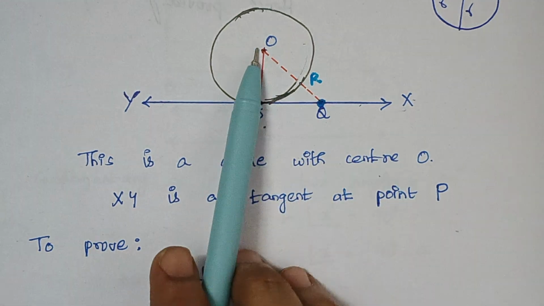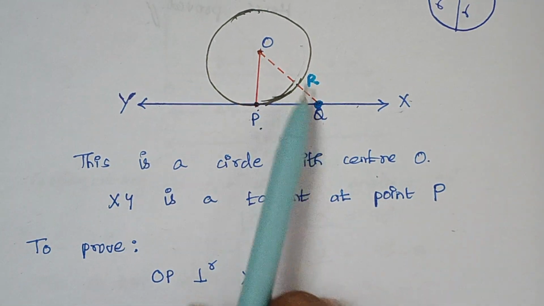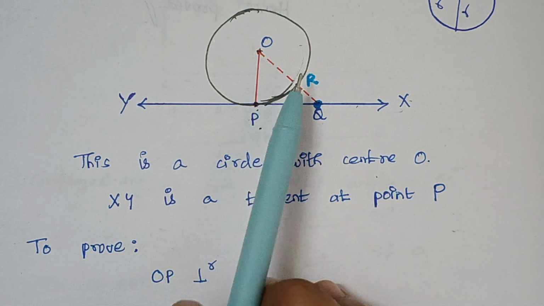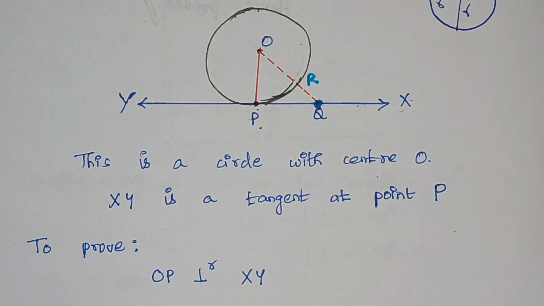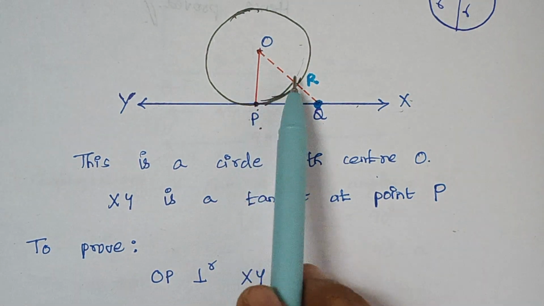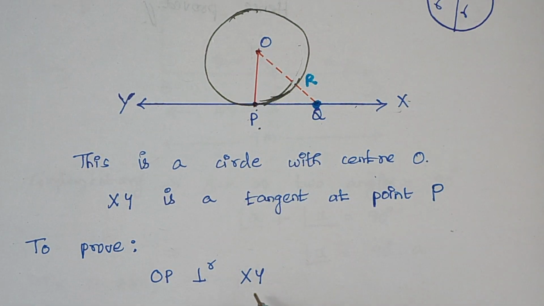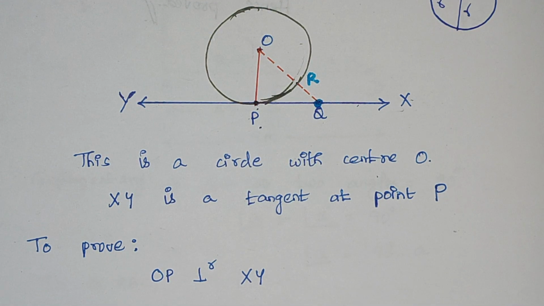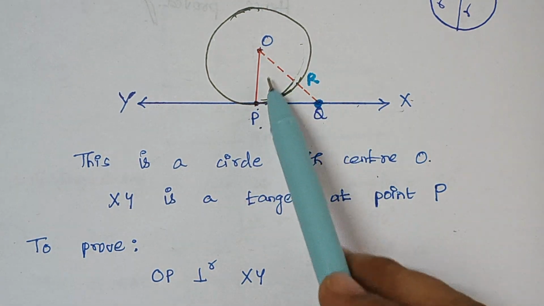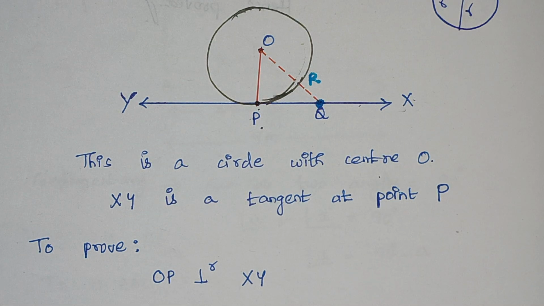Now you see, this OQ can be written as OR plus RQ. Do you agree? And next, what is OR? OR is nothing but again the radius of the circle. So what about OP? OP is also radius, right?